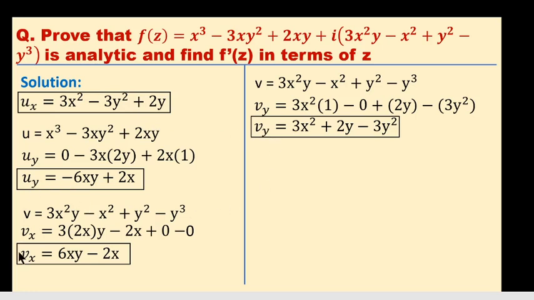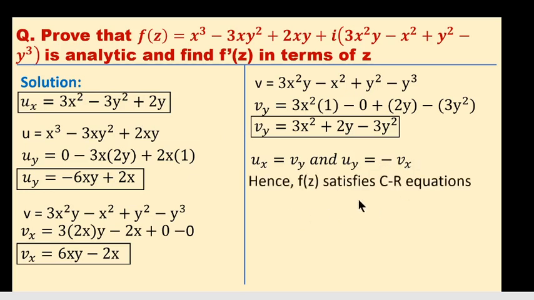Now let's compare uy and vx. Here we have got minus 6xy, plus 6xy; plus 2x, minus 2x. So if we compare these two, the terms are same, only their signs are different. So here we can see that uy and vx are negatives of each other. So according to our observation, ux and vy are equal and uy and vx are negatives. So uy equal to minus vx. So Cauchy-Riemann equations are satisfied.